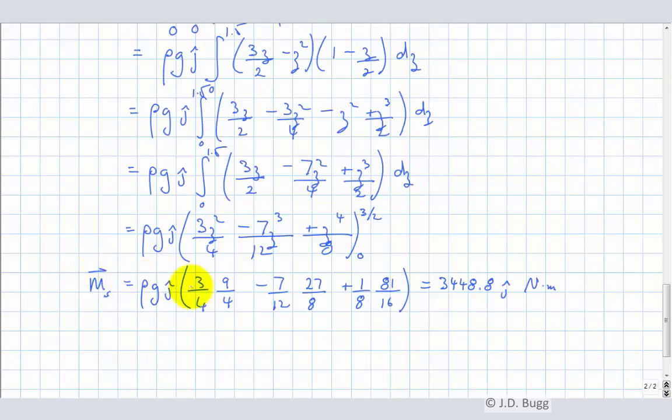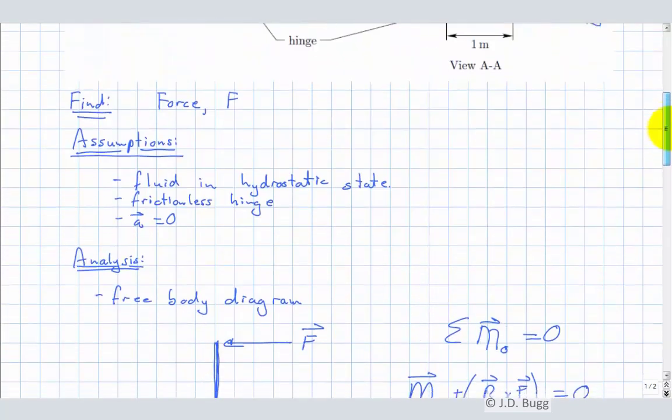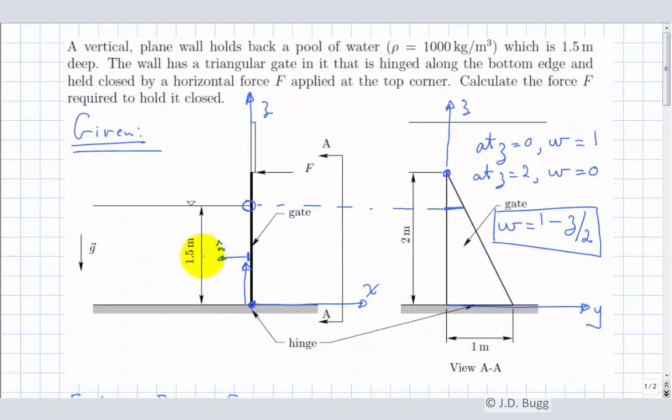So let's just jump up to our picture again, or our diagram again, and make sure the sign of this makes sense. So this is a positive j moment. Come up here, of course this fluid is going to be trying to turn this gate in that direction. And that's the positive j direction. Okay. Notice the j unit vector is pointing into the screen. So that's positive moment. So that makes sense.